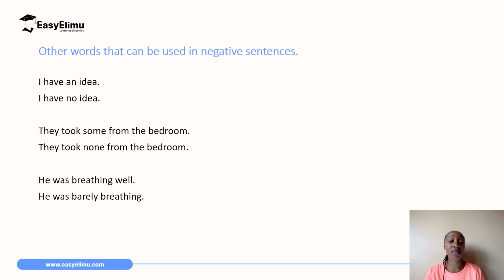He was breathing well. He was barely breathing. Barely is also a word that can be used to show negation. So you don't have to use not all the time. You can use these other words like no, none, barely, hardly. So there are quite a number of words. You can attempt to construct sentences in the negative that do not have not. Use these other words and see if you're able to do that.